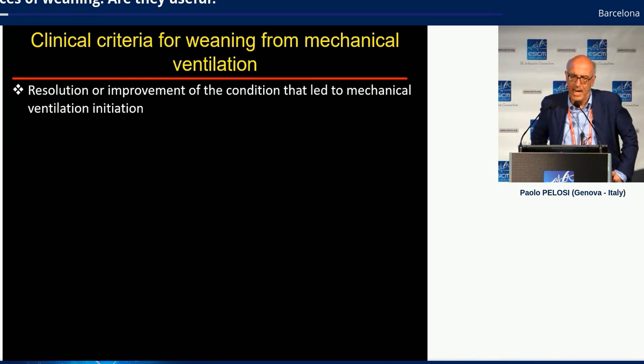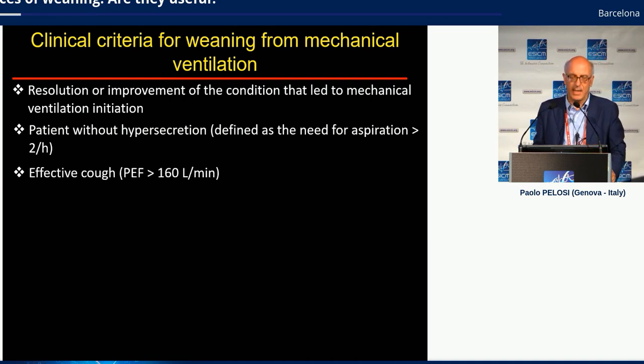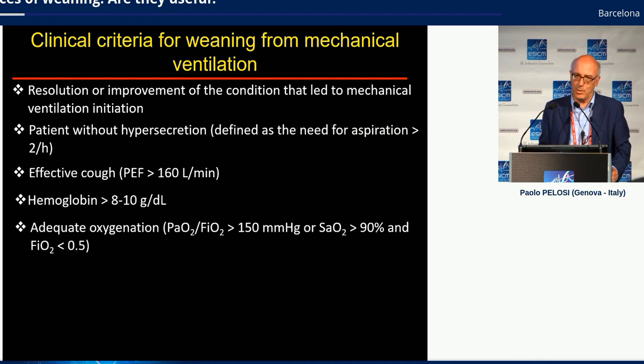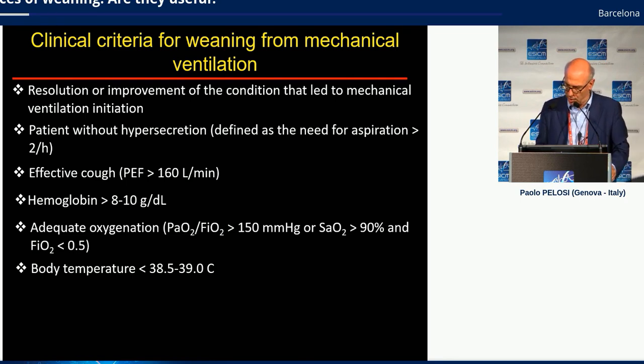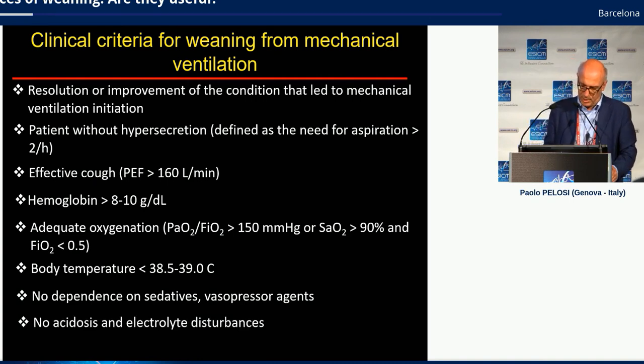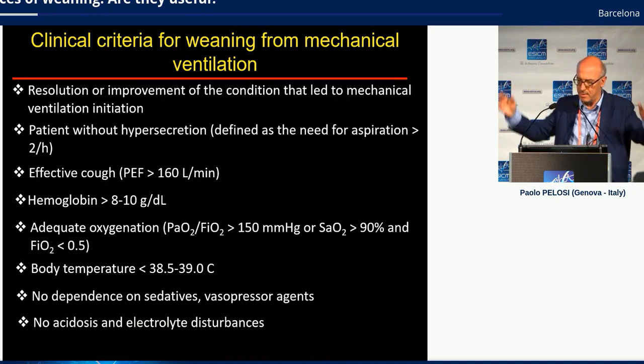So first of all, we have to remember that we have to consider the clinical condition of the patients. First of all, the resolution or improvement of the condition that led to mechanical ventilation initiation. The patient has no hypersecretion, for example, defined as the need for aspiration more than 2 per hour. Effective cough, quite reasonable level of hemoglobin, adequate oxygenation, PO2/FiO2 at least higher than 150, control of body temperature, no dependence on sedative or vasopressor agents, and no acidosis or electrolyte disturbances. I think this is the first point to take into account, apart from any indices or whatever else.